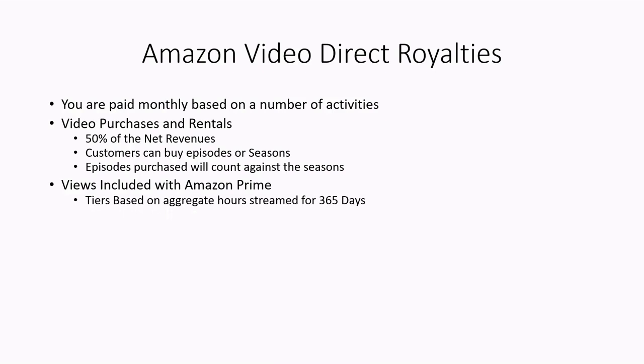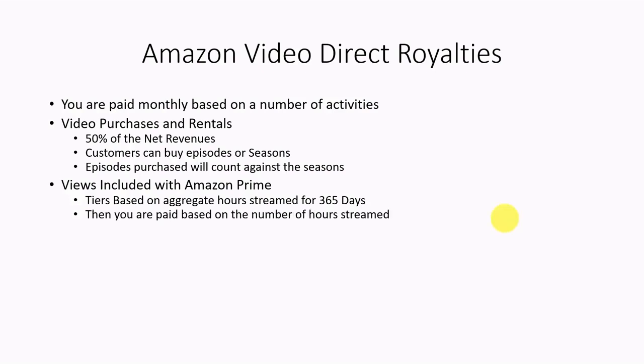There are going to be different tiers of activity based on the aggregate hours streamed. For example, every year Amazon will determine how many hours people are streaming your videos, and that'll put you on a certain tier to be paid more or less. The more hours that people are streaming your videos, the higher your rate of pay, and you'll see that in the schedule.